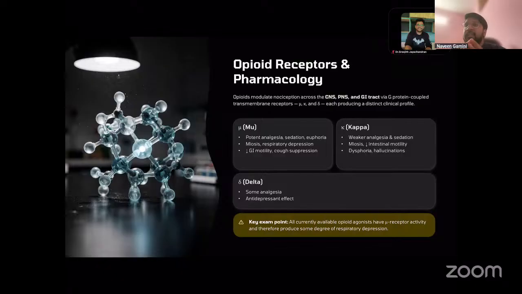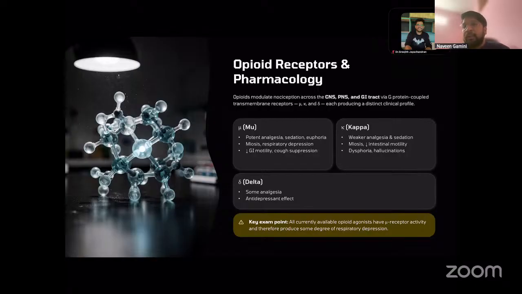The mu receptor is one which can cause potent analgesia, sedation, euphoria, and also causes the eye signs such as miosis and importantly the respiratory depression. It also causes the reduced GI motility and cough suppression. Whereas kappa causes some kind of weaker analgesia and sedation and also causes the miosis. It decreases the intestinal motility, and more importantly, it is the one responsible for your hallucinations and dysphoria. Whereas delta has some analgesia and antidepressant effect.